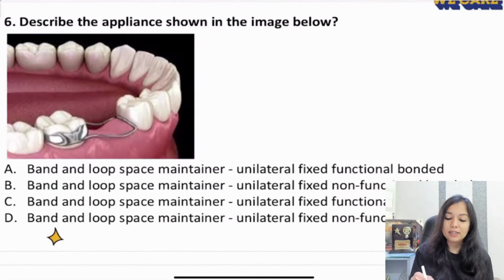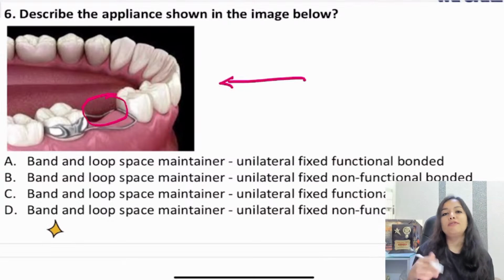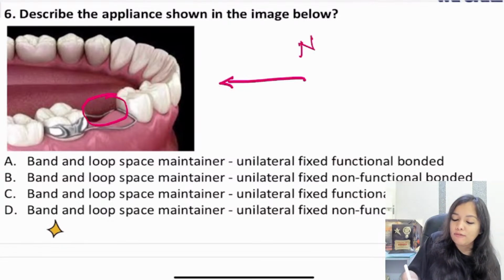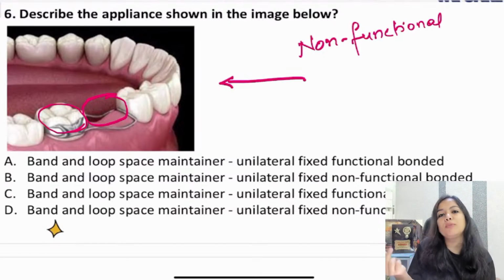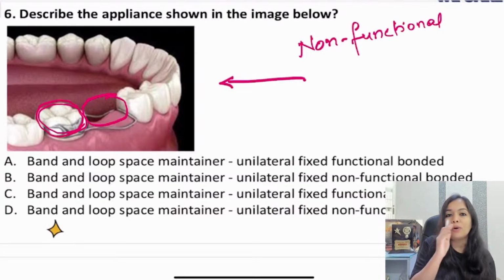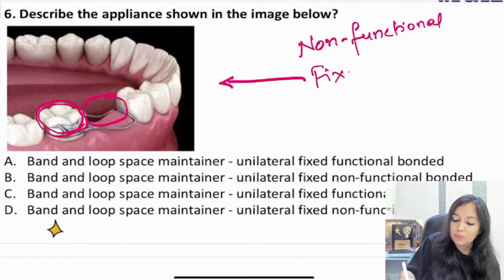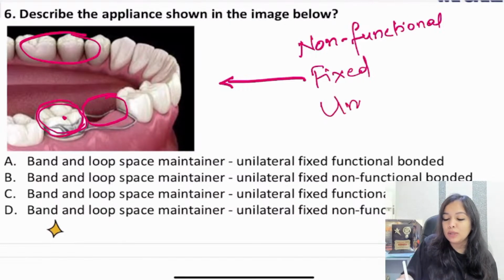Describe the appliance shown in the image here. This is clearly a band and loop space maintainer. Does it have a tooth over here for functioning? No. So this becomes non-functional because it does not have a tooth for function there. Is the band fixed over here, or can the patient remove it and play with it and then place it back? This is not removable. This is fixed because you've put a luting cement and fixed the band around the molar. So this becomes a fixed one. And very clearly in the arch you can see this is present only on one side, not present on the other side. So this becomes unilateral.